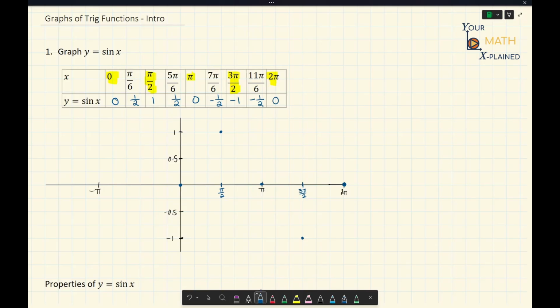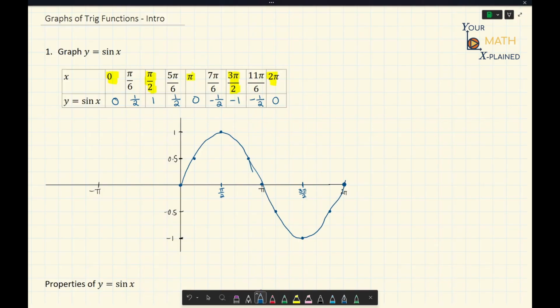Now pi over 6 is 1/3 of pi over 2, so that'll be here. 5 pi over 6 is right here. 7 pi over 6 is down here. And then 11 pi over 6 is right here. And now we're just going to connect those dots, and that'll give us our sine graph. So it looks more like a wave than straight lines. So when you draw it, make sure that it is curved and not straight lines.